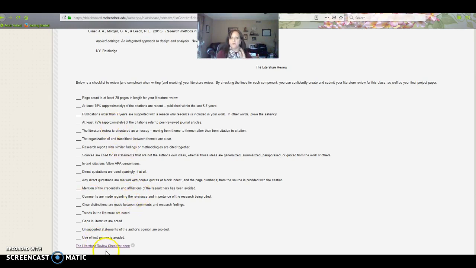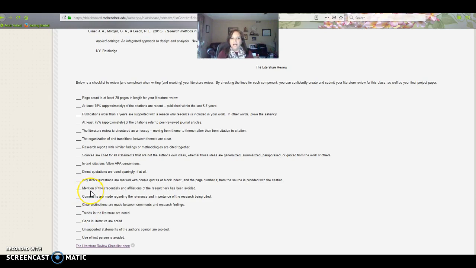So I have it as a Word document down here. You can click on that. It pops up as a Word document and you can simply print that out, so you don't have to come back to the module each time to see that you are meeting the checklist. Hopefully, when I go to grade your literature review, I will take all of this into consideration. I'll still use the rubric, but I'm going to be really looking to see that you've met all of these components. And a lot of them are very, very specific.